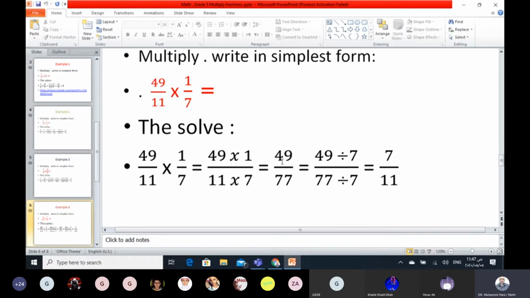How? Take 49 and 77 and find the GCF for 49 and 77, which will be 7. So we can now do 49 divided by 7 and 77 divided by 7. Now 49 divided by 7 will be 7 and 77 divided by 7 will be 11. So the last answer here is 7 over 11. This is the simplest form. So 49 over 11 multiplied by 1 over 7 will be 7 over 11.